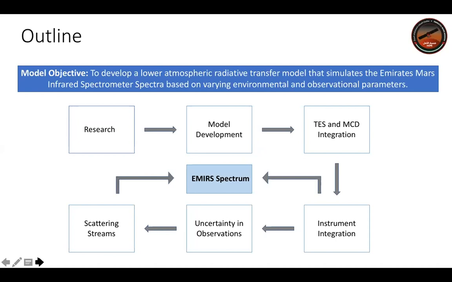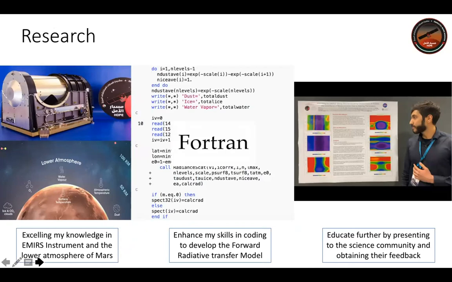So the first phase is research. In research, I started off by reading about the Martian atmosphere, especially the lower atmosphere, because that will be my area of expertise when working at MBRC. I also expanded my knowledge of the instrument I'm working on, which is the Emirates Mars Infrared Spectrometer. Other than that, I started to also enhance my coding skills. I personally use Fortran. However, many other coding languages could be used, such as MATLAB and Python, in order to develop the model.